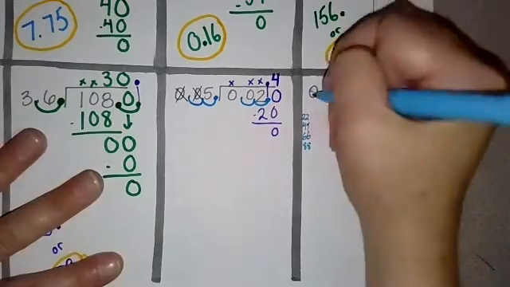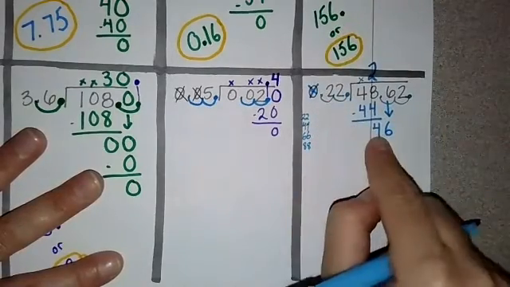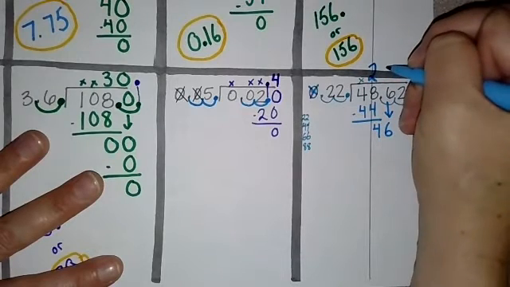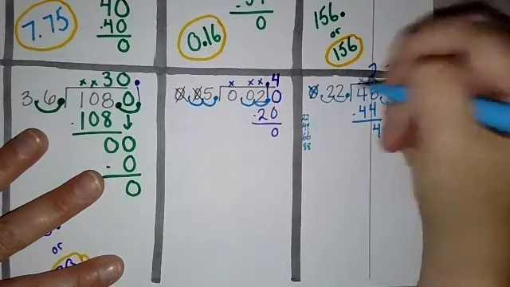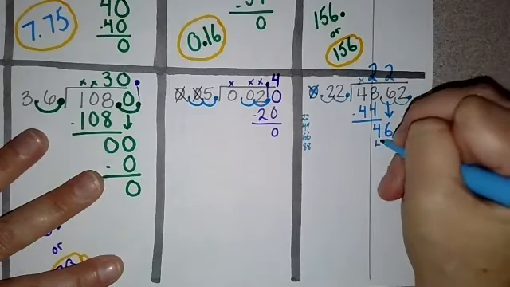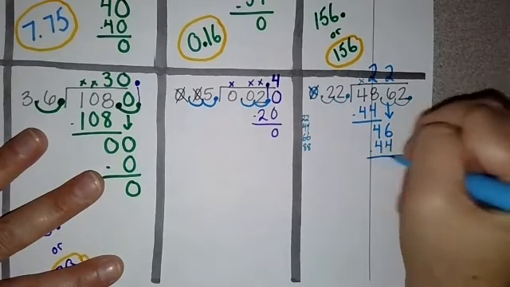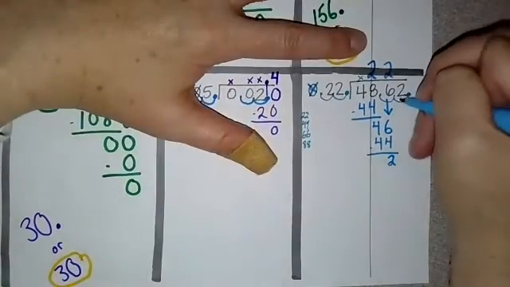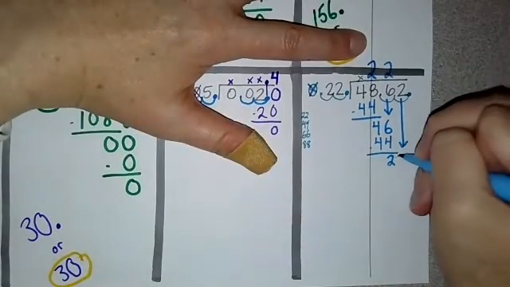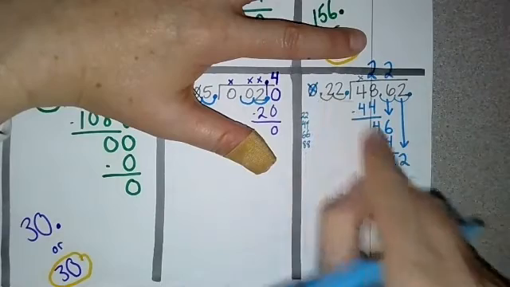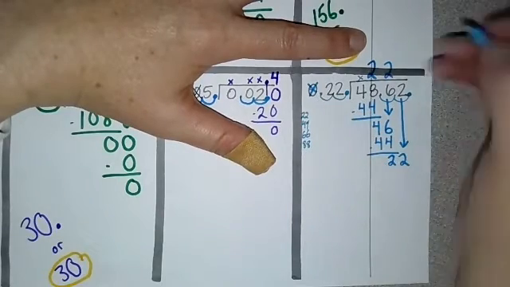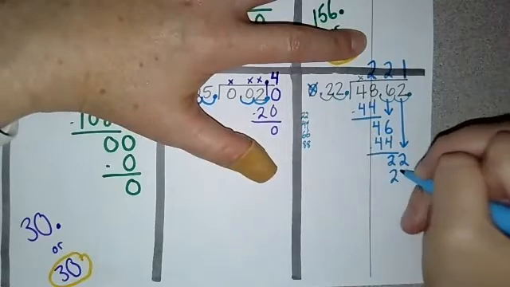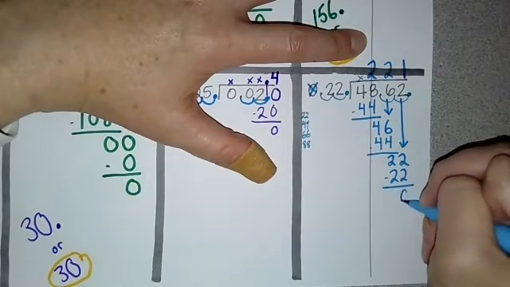Very good. So Emily, 22 divided into 46 goes in how many times? Very good. 2 times 22 is? Very good. And when I subtract, I get 2. Keep going. Bring down the 2. Emily, how many 22s in 22? 1. 1 times 22 is 22, and when you subtract, you get a 0.